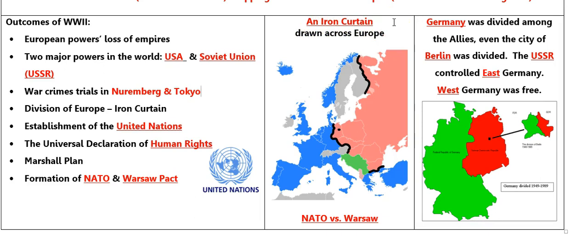So remember, during the Yalta Conference, they decided to divide Germany up. So Germany was divided among the Allies, even the city of Berlin, which is the capital. See, Berlin is right here in the middle of what was the Soviet territory, so they divided the city itself. Can you see how they divided the city here? The USSR controlled East Germany, and then the Allies, the Americans, the British, and the French, combined their side into West Germany, and that was a democratic state, and it was free.